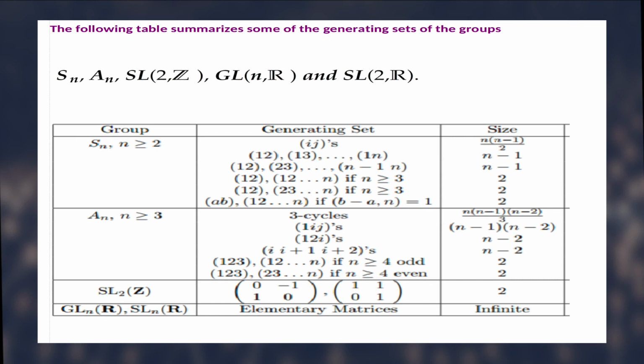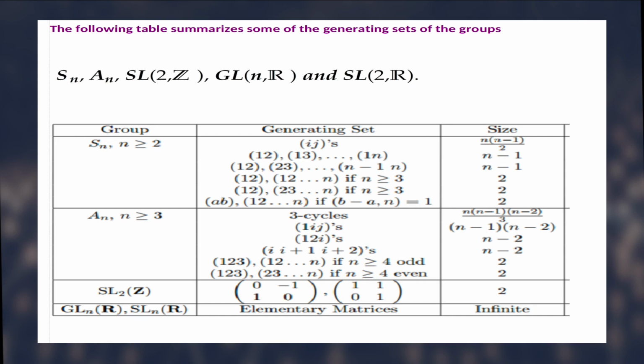Next we see the group A_n, n greater than or equal to 3. The generating set is all 3-cycles, then the size is n(n-1)(n-2)/3. The 3-cycles (1 i j), then the size is (n-1)(n-2). The 3-cycles (1 2 i), then the size is n minus 2.